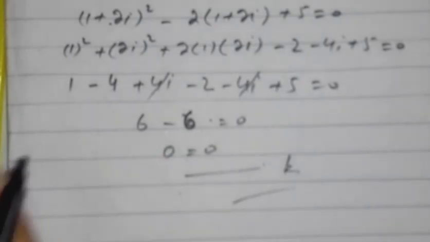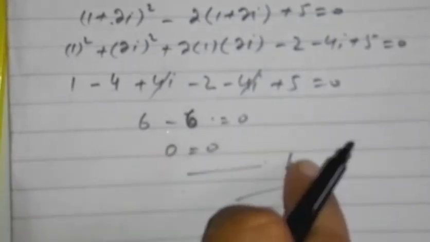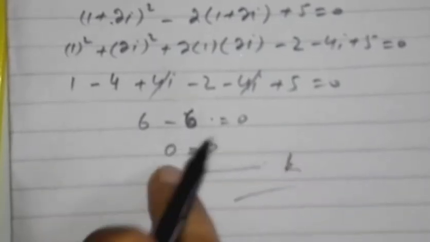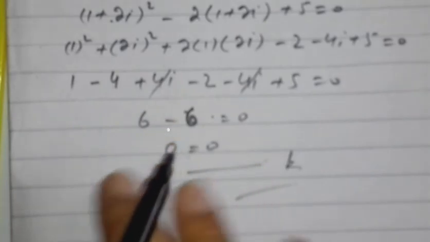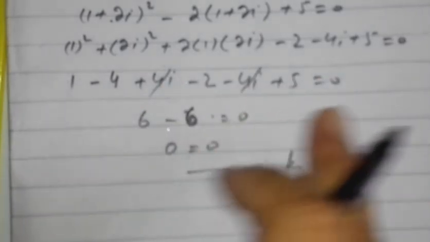Question 3 is similar to this one. Try if you can put z1 value in the equation. If the two sides will be satisfied, if the answer is the same on the two sides, the equality is the same, so it is the solution. Or if not, then also put z2. So it is similar to this question.